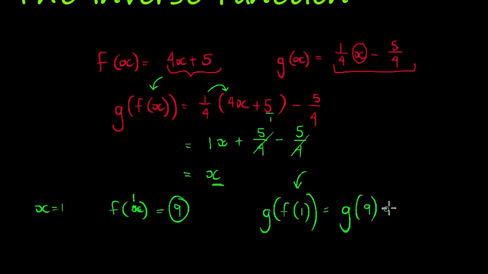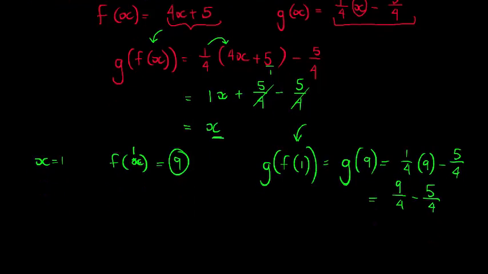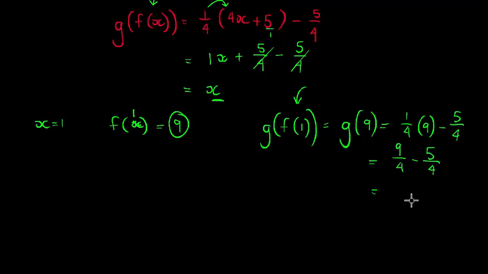Now f of 1 is 9, so I must put a 9 in here. That gives me 1 over 4 times 9 minus 5 over 4. 1 over 4 times 9 is 9 over 4, minus 5 over 4 is what? Someone answer me immediately. It's 1, thank you. It's 4 over 4. 9 minus 5 is 4. 4 divided by 4 is 1. You with me? If I see you use a calculator for this, I'm going to eat your calculator.